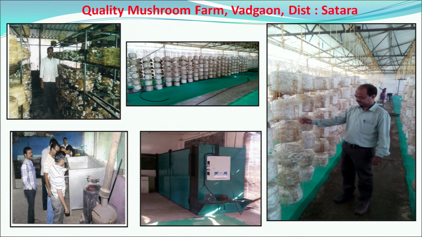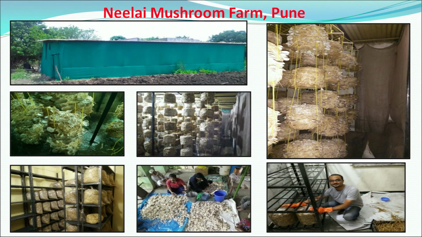Here we can see different farms which are popular. Most of the farms are in Maharashtra. Here you can see all different situations, all different conditions where the straw or the substrate can be pasteurized or sterilized. Then there are the incubation rooms where spawn run is going on. There are the cropping rooms where a good crop is coming. Likewise, you will see many farms, and that is very popular in particular in Maharashtra.